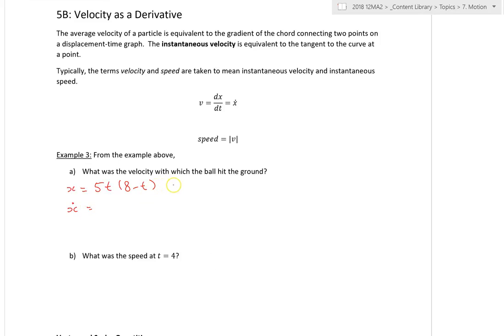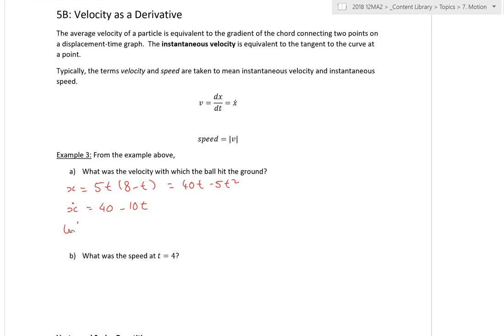But this means I'm going to write it like this, x dot equals, now I probably should have expanded this out. Let's do that just over here. I'm going to say it's 40t, because I don't need to do the product rule to do something like this. 40t, that's equal to 40t minus 5t squared. And when I differentiate that, I get 40 minus 10t.